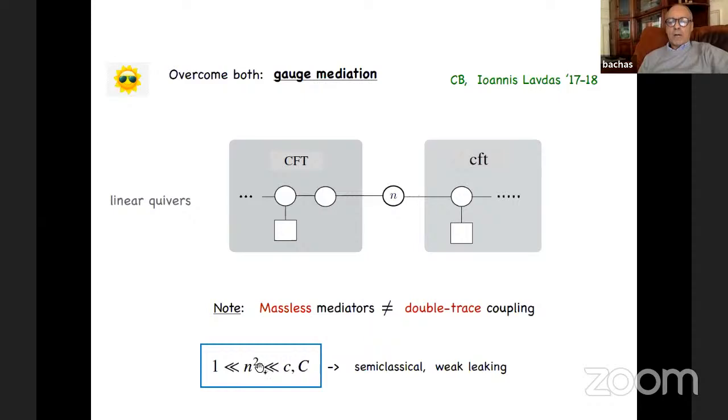Now, for this to work, I need, of course, to have a geometric setup. I need all the gauge groups to be large. This means that n squared would have to be large compared to 1, but it has to be very small compared to the central charges of the two CFTs at the two ends. This will allow us to have both a semi-classical geometry and very weak exchange of energy momentum between the two.